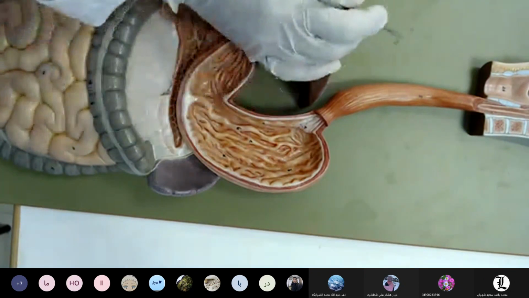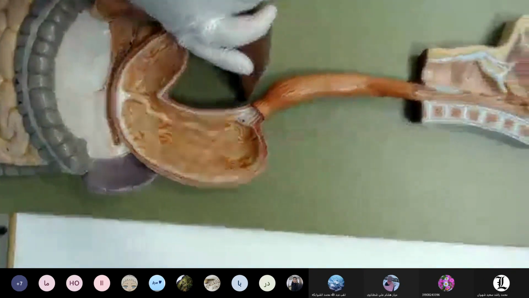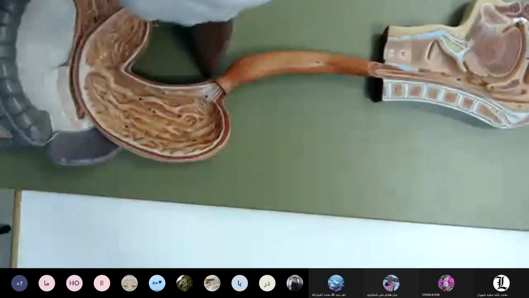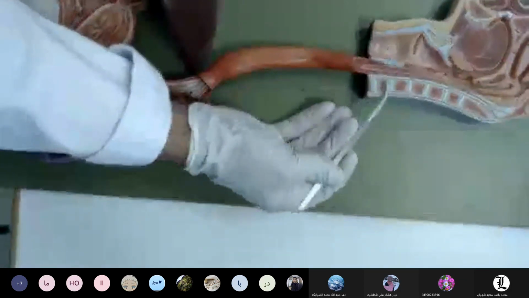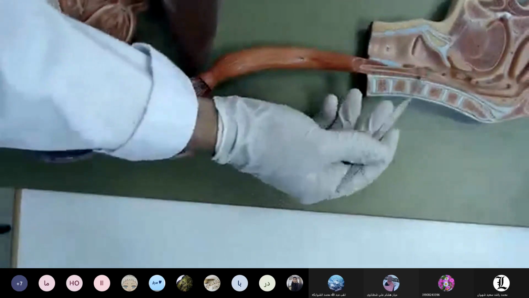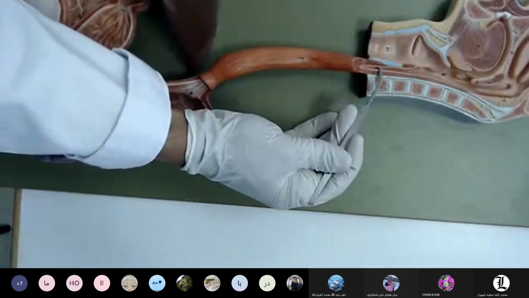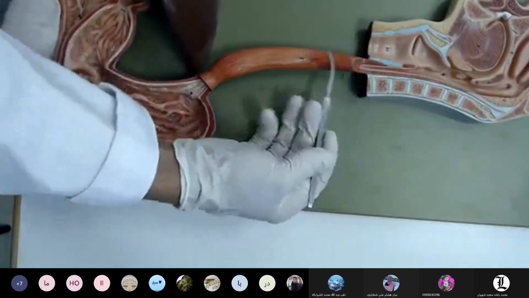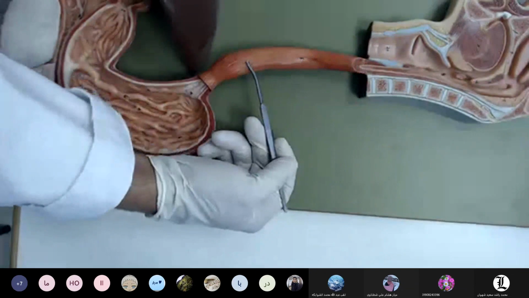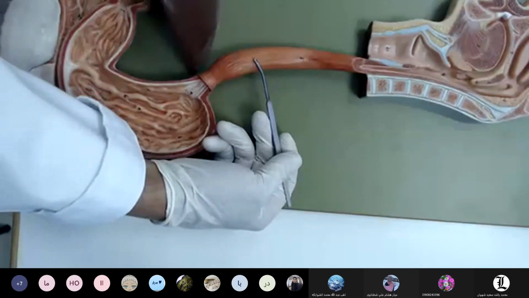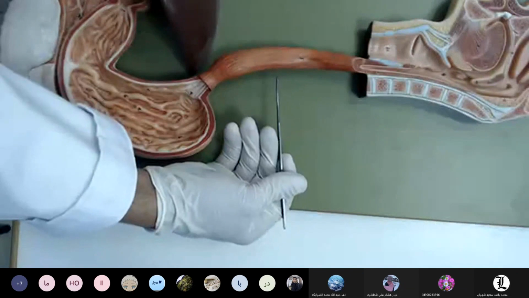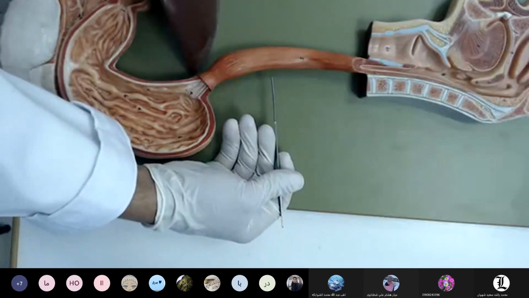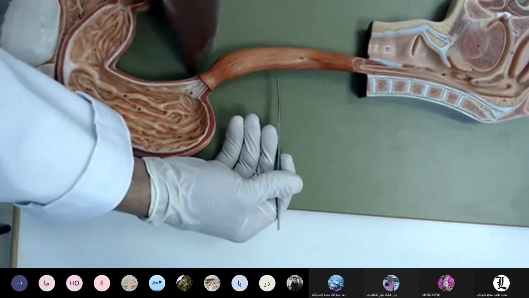So guys, let us try to explain as much as we can from the plastic model that we have. Look at the cricoid cartilage and C6. From C6, the pharynx now continues as the esophagus. Again, it's a muscular tube. And guys, there is a very interesting relation, but before that, let me show you, if we can, the sites of constrictions.